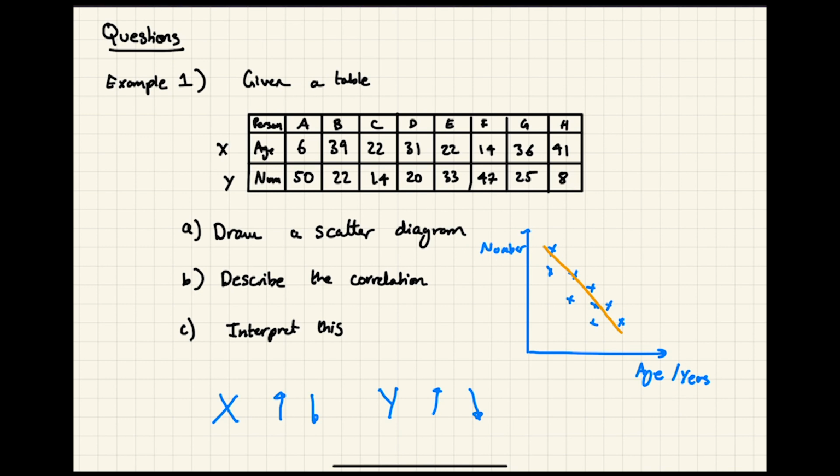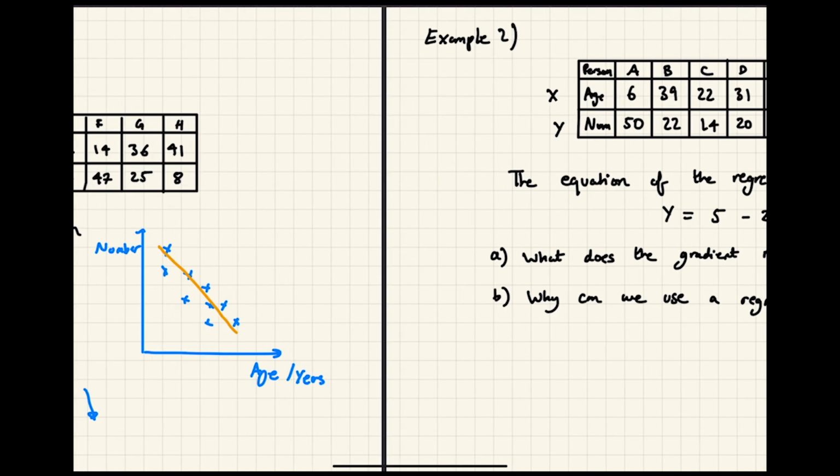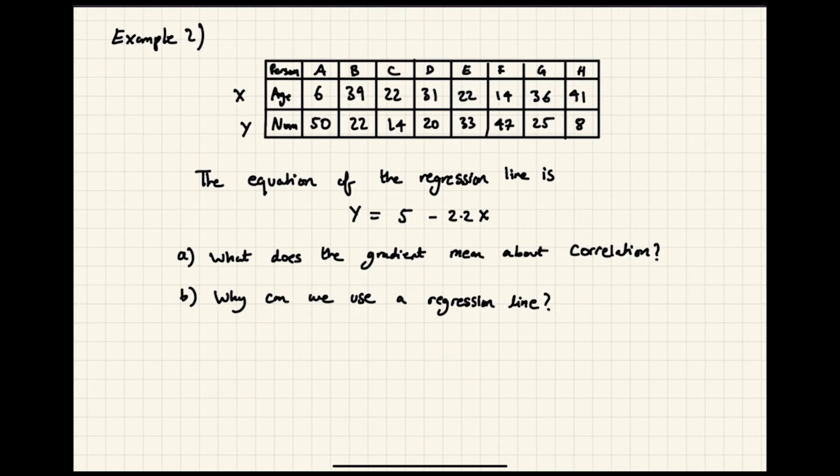Now let's look at a different type of question that you might get. Another kind of question you might get is something like this. So you've got the same data as before, but now they've given you the equation of the regression line. So if I just go back, that might be the equation of this orange regression line that I've drawn in here. So the question is, what does that gradient mean about correlation?